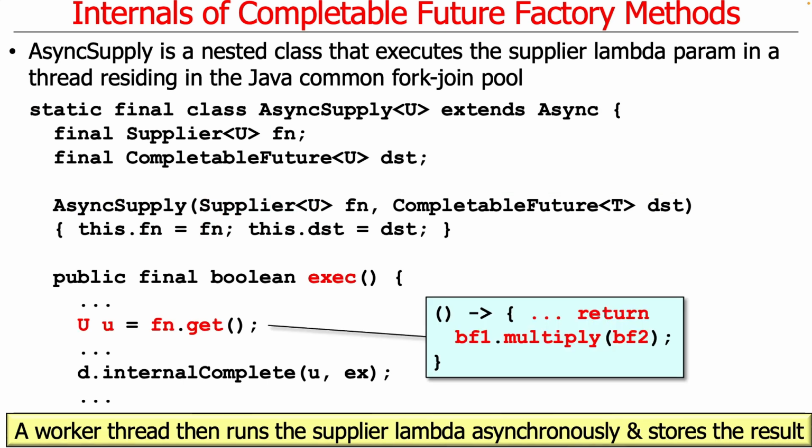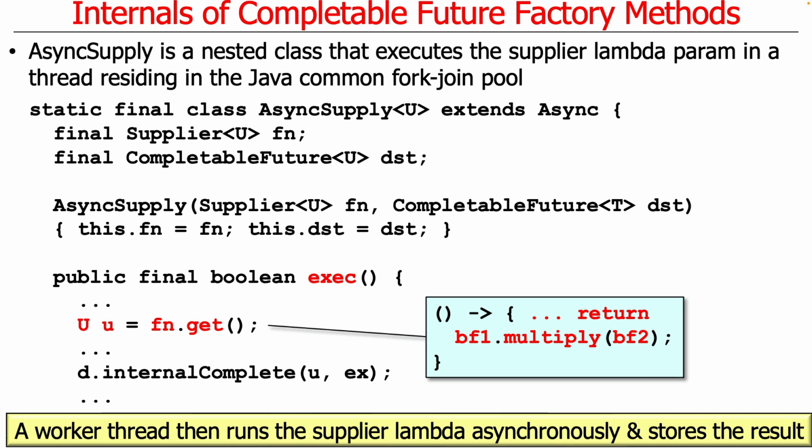And then, at some point, a worker thread in the common fork join pool is going to call the exec method. And this is what I believe gets inherited from fork join task. And what that does is that goes ahead in a background thread, in the worker thread. It's going to call the get method on the supplier function. I'm not sure why they didn't call it sup instead of fun for function, but it's going to call the get method here. That's running in the background.